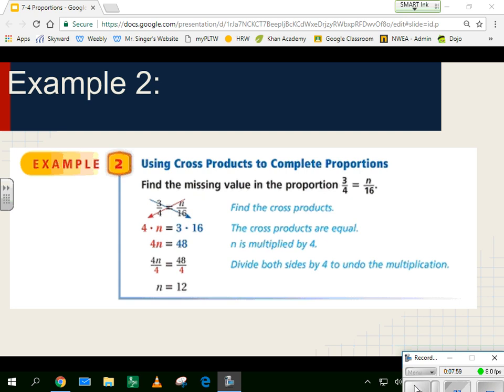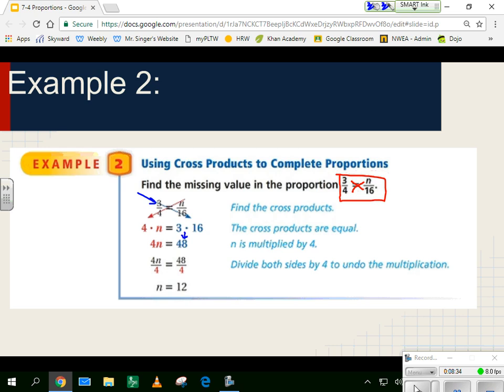So here's the problem we're going to practice on. Let's say we were given 3 to 4 is equal to n to 16. Well, here we know we're missing a value, but we should be able to figure this out because we're looking at cross products. 3 times 16 should equal whatever 4 times n is. That's how it works. So the first thing we do is we cross multiply. So we're going to cross multiply 3 and 16 first, because that's the one that has two numbers. 3 times 16 is 48.